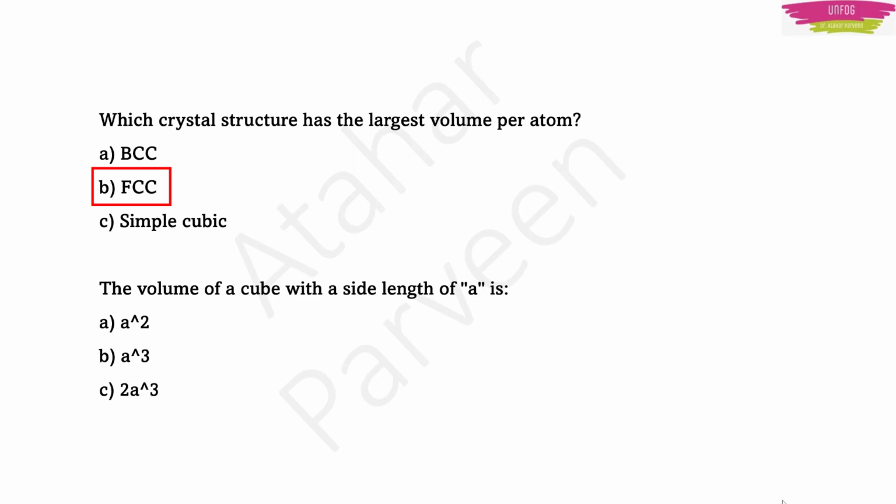Correct. Next, the volume of a cube with a side length of A is A cube. That is the volume for the unit cell also, right? That's the reason: the unit cell is in the form of a cube, and a cube has a volume of A cube. That's why we say that the volume of the unit cell is A cube.